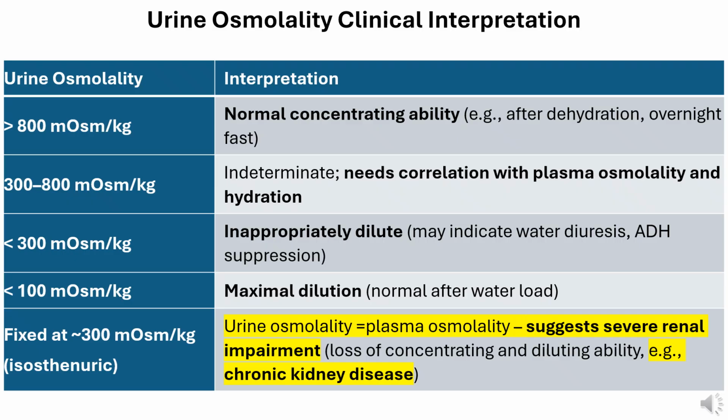Less than 100 mosm/kg: maximal dilution, normal after a water load. Fixed at 300 mosm/kg: isosthenuric, urine osmolality equals plasma osmolality. This suggests severe renal impairment with loss of concentrating and diluting ability, e.g., chronic kidney disease.